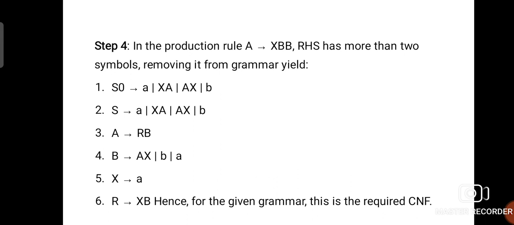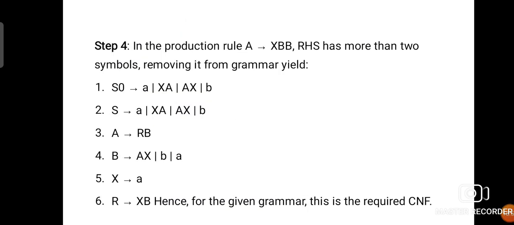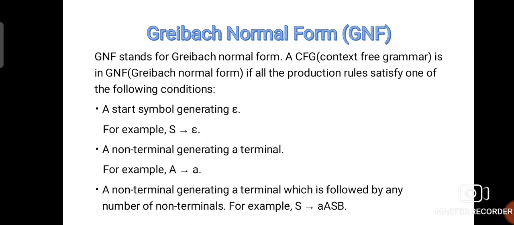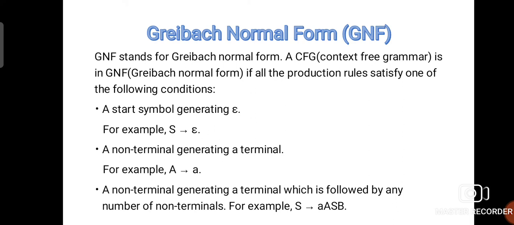So now all the right hand sides become the CNF form. The condition of the CNF form is, in the right hand side we can have exactly two non-terminals or one terminal, simple. So in this manner, by using some extra non-terminals and performing the substitutions, we reconstruct our grammar into CNF format. Now Greibach normal form.